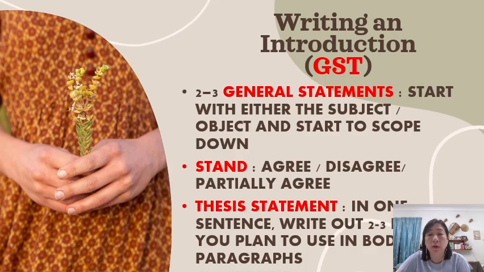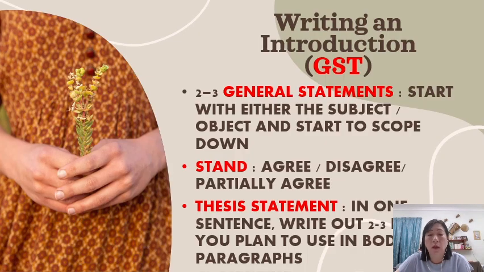After the general statements, you should start to write a stand. Now, a clear stand would help the readers to understand your opinion. So you can choose to either agree, disagree, or partially agree with the question statement. When you choose to partially agree, you can choose to write 1 point agreeing and 2 points disagreeing with the question statement, or 2 points agreeing and 1 point disagreeing with the statement.